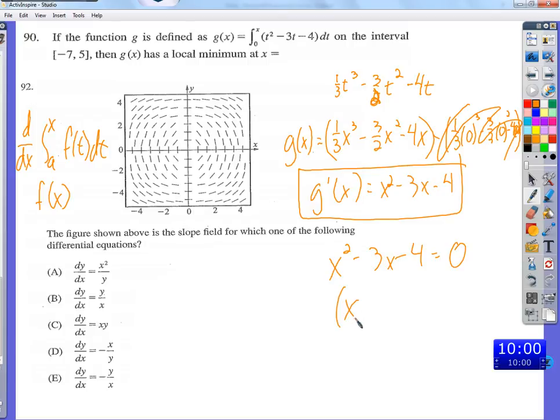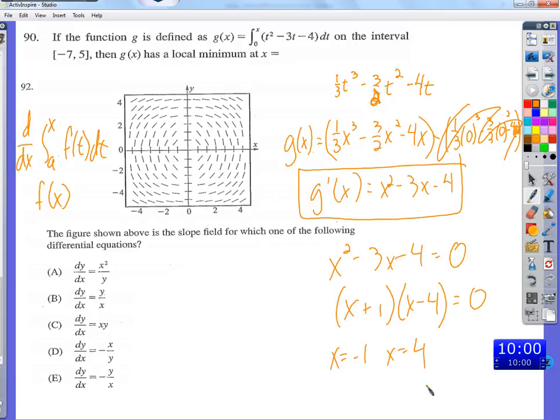x equals what? Yeah, that's right. And so at x equals -1 and x equals 4, these are the two places where we have zeros for the slope, right? But we have to find the minimum. Okay, do the second derivative test. That would be fine. Take the second derivative, see if it's concave up or concave down.